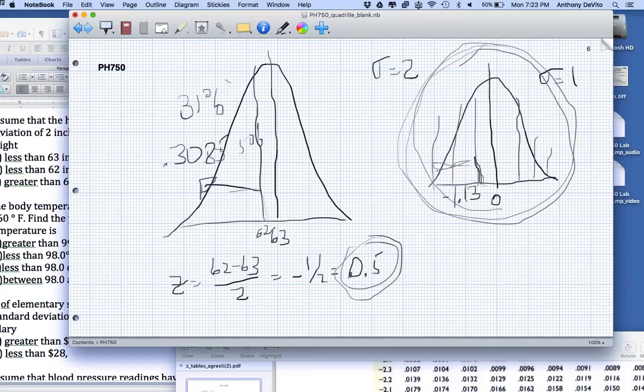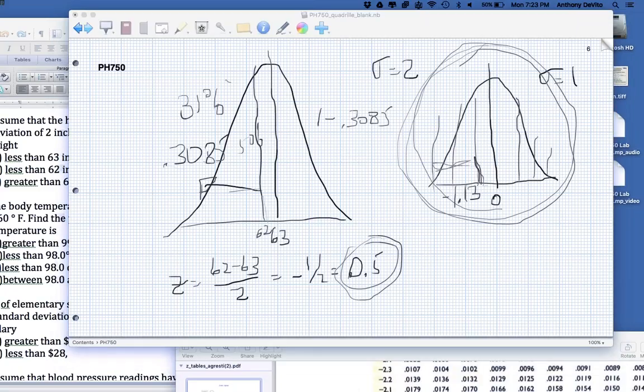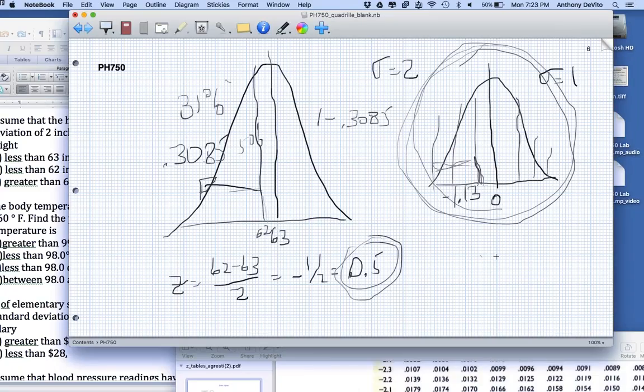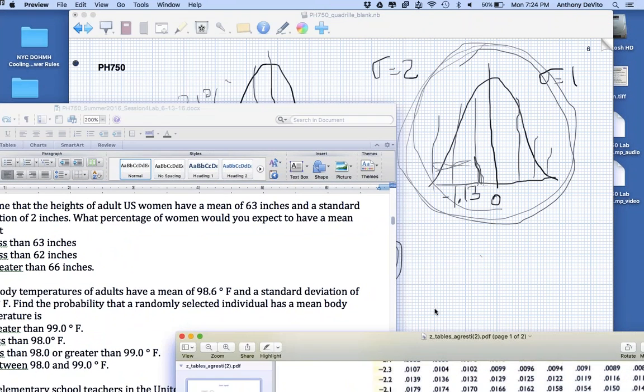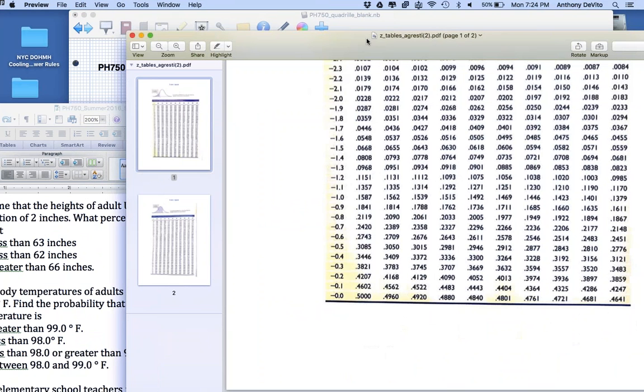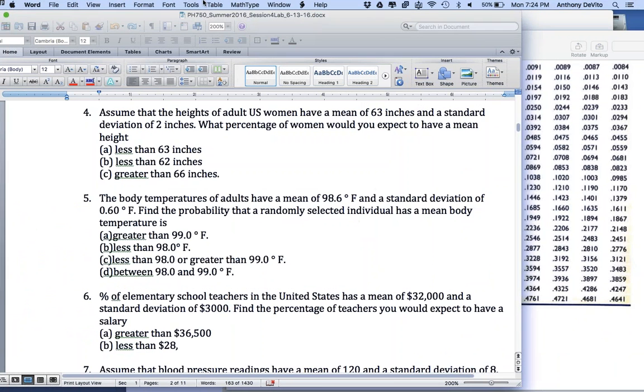If I had asked you what percentage of this population has a height above 62 inches, what would it be? It would be 1 minus 0.3085. Okay, everybody comfortable? Everybody comfortable with that online too? Yes? Okay, let's take a look at the next one. We can use this z-table as a way to calculate all the areas that we want here. We can also use Excel. I'll show you that in a second.